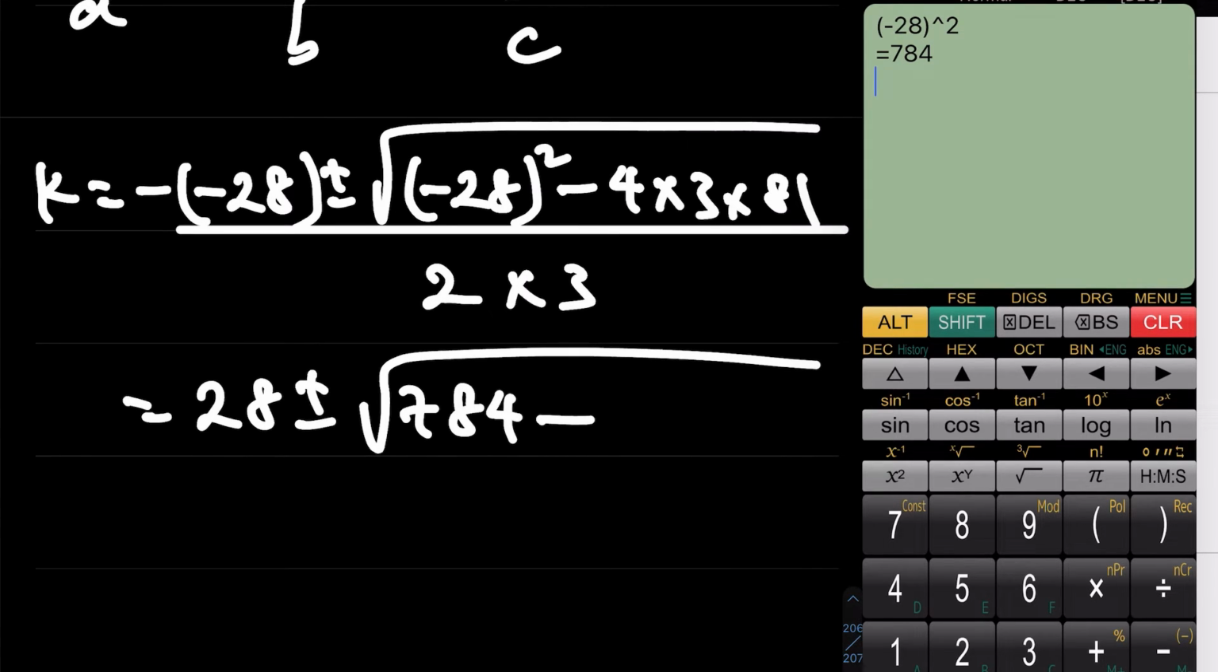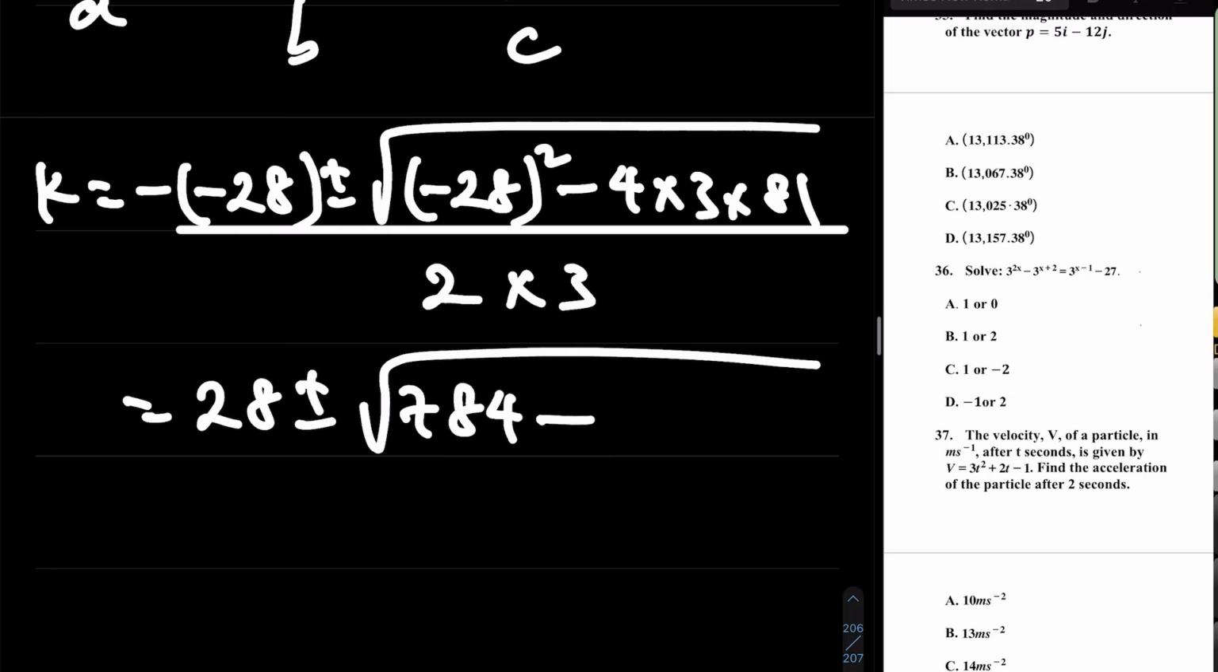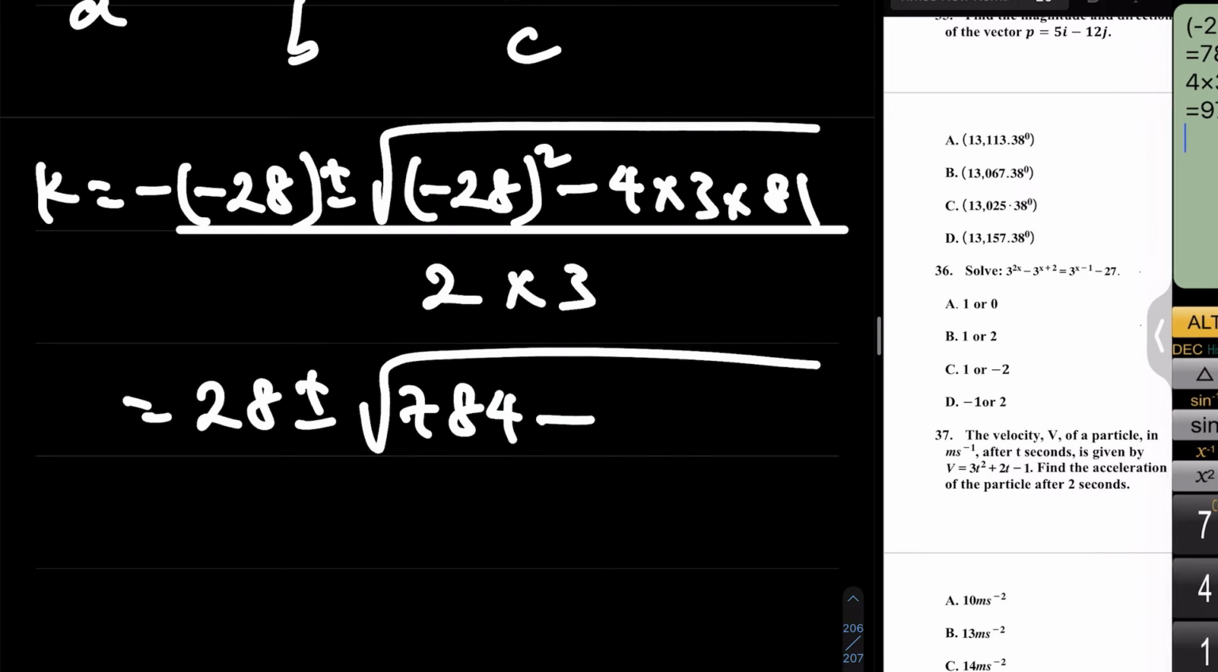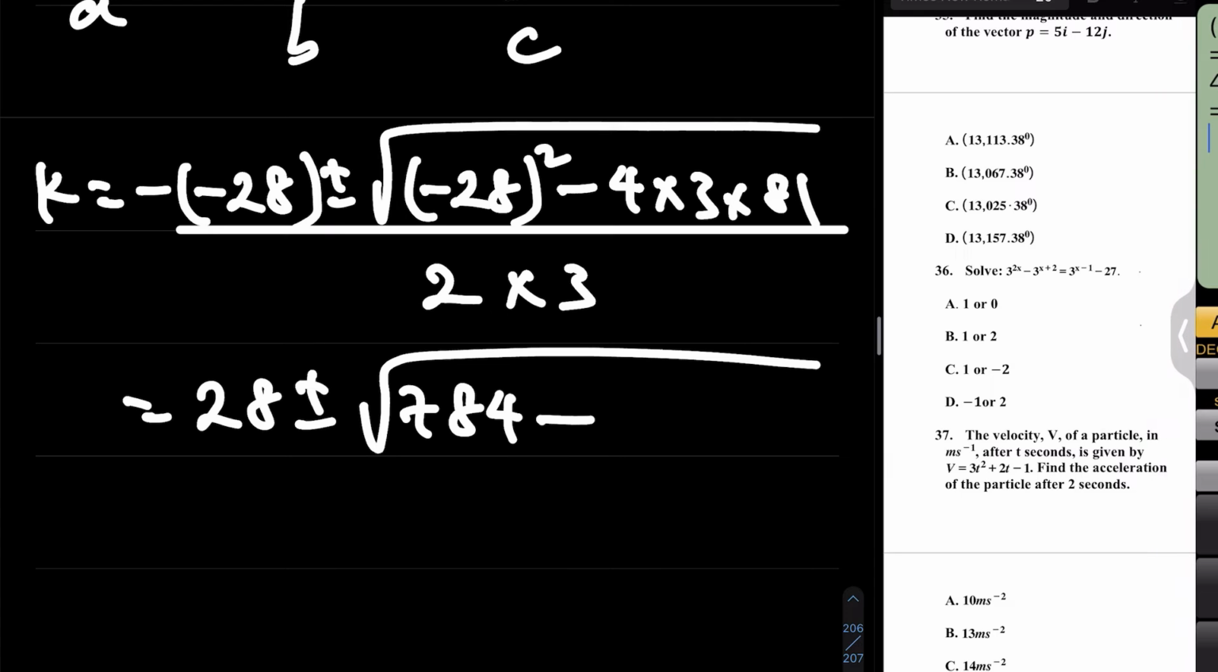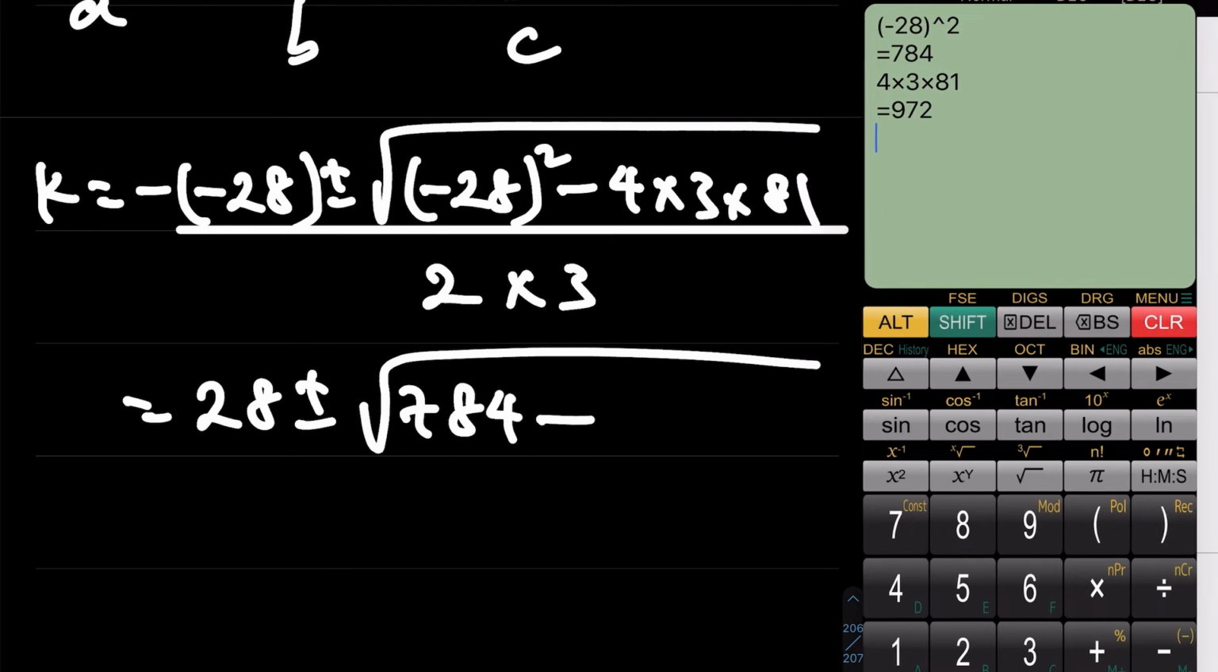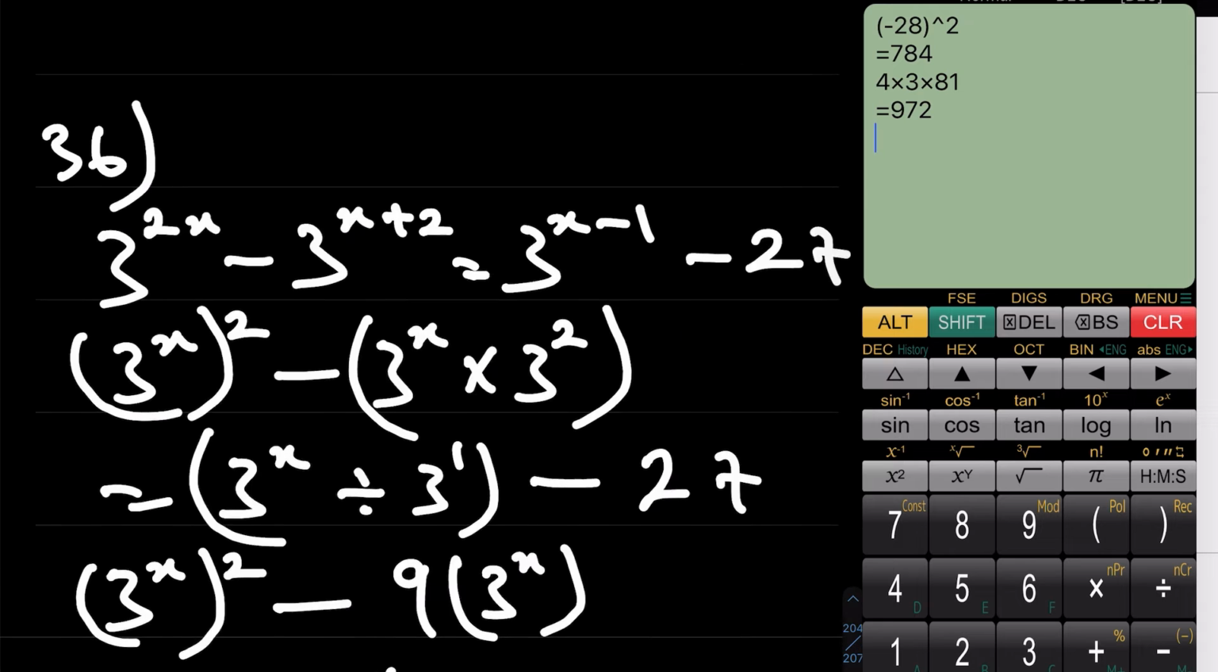4 times 3 times 81. 972. It can't be a negative value. 3 is by x minus 1, 3 is by x plus 2. Minus 27. Let me go over the question again.